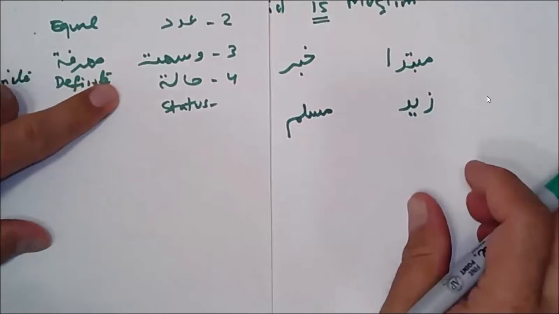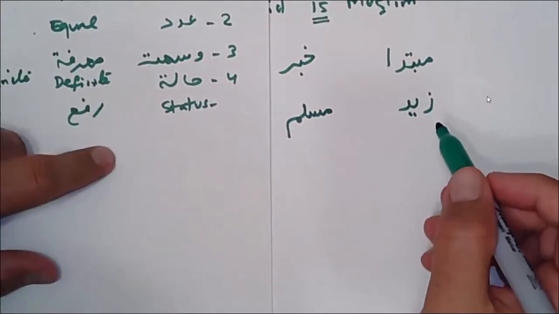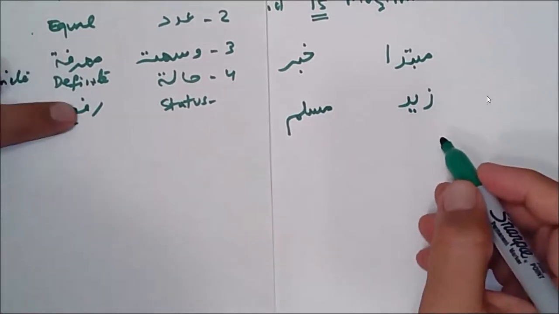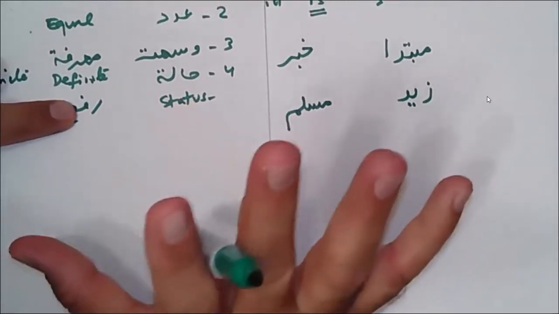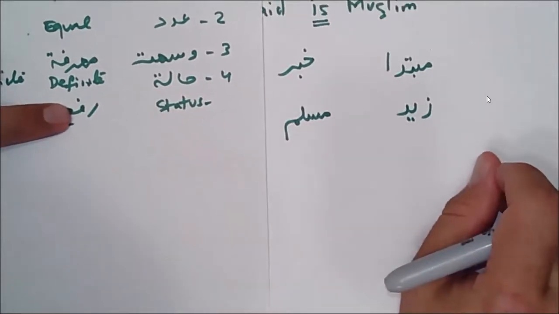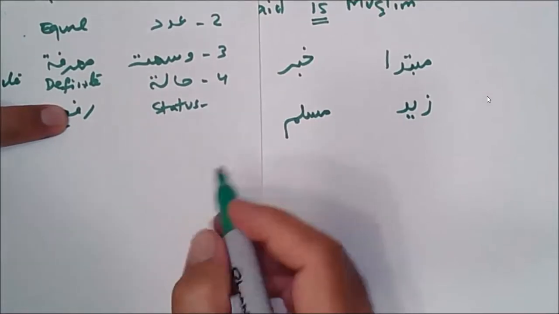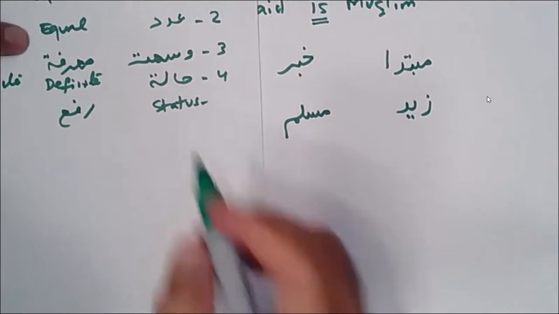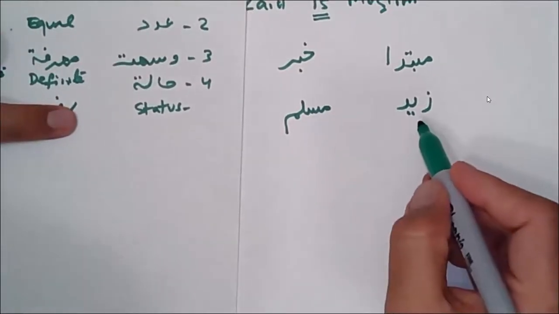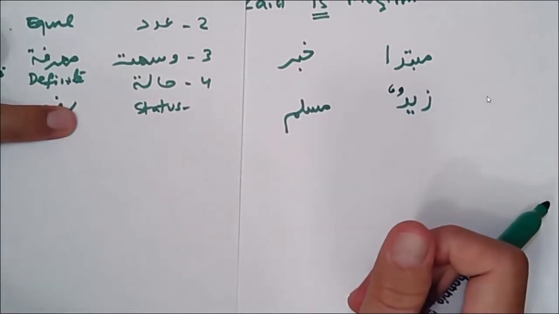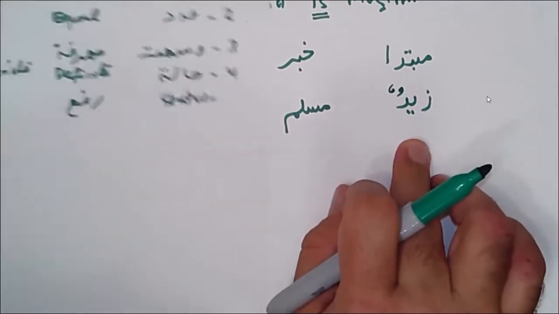Let's apply rule number 3 first. Is Zaid marifa? Yes. Why? Because it's proper. Remember the 5 categories we talked about? It's a proper name. And what is the Arabic name for it? Alam, mashallah. So this is a proper name. So we could say Zaidun, correct? Okay, that's wusat. Now, what about the hala?